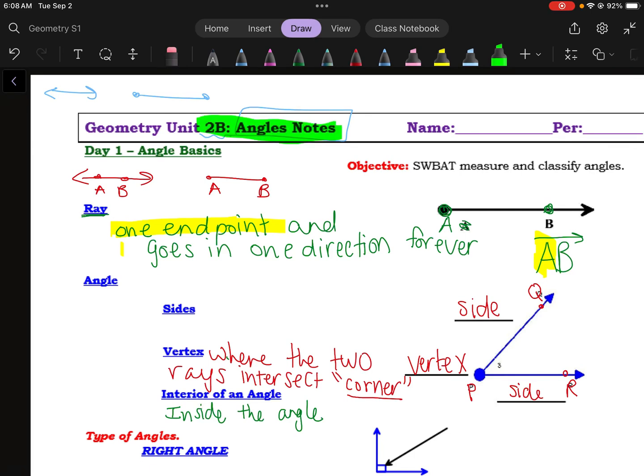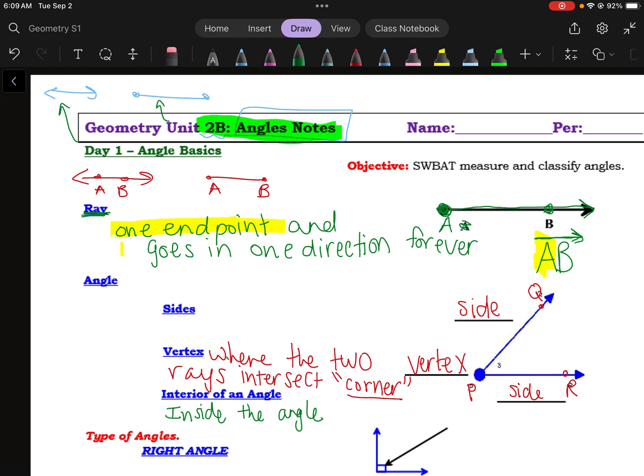Okay, so now we're going to be dealing with angles. We were dealing with lines before, and then line segments, and now we're going to be dealing with angles. So let's start with some definitions. A ray has one endpoint and goes in one direction forever. So it has a starting point and then goes in only one direction. It has a line and then only one arrow.